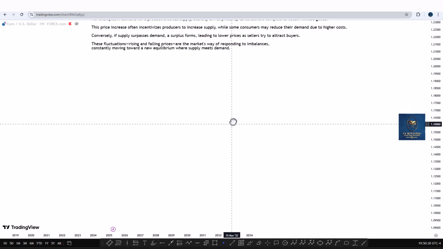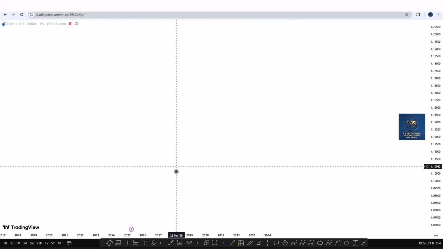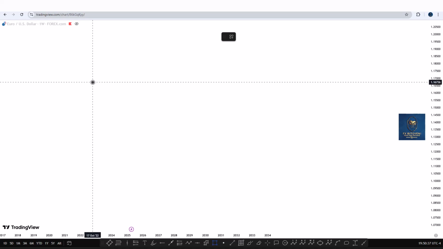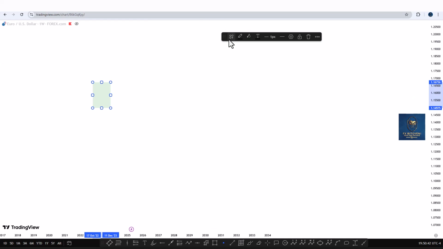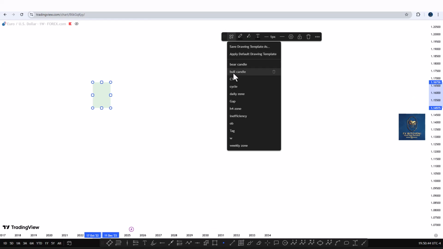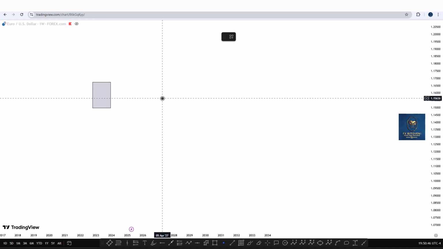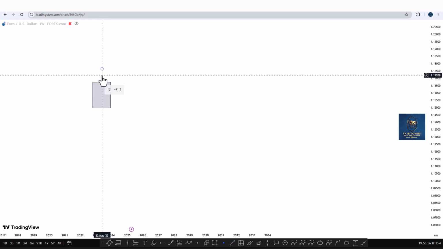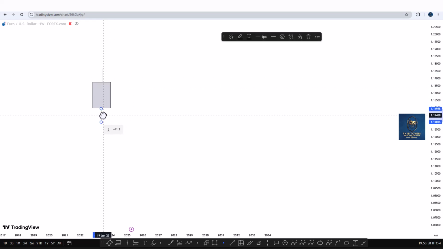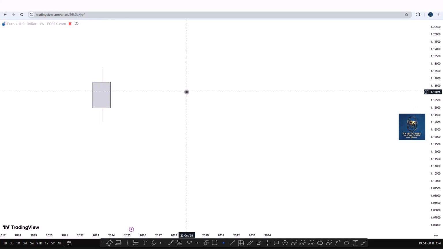Before I move on, I will be using candlesticks to show you what I mean, because we are using candlesticks. We are not selling tomatoes. We are just using candlesticks to make money. So assume this is a bullish candle. It will have a high and a low, of course. This is a normal bullish candle.